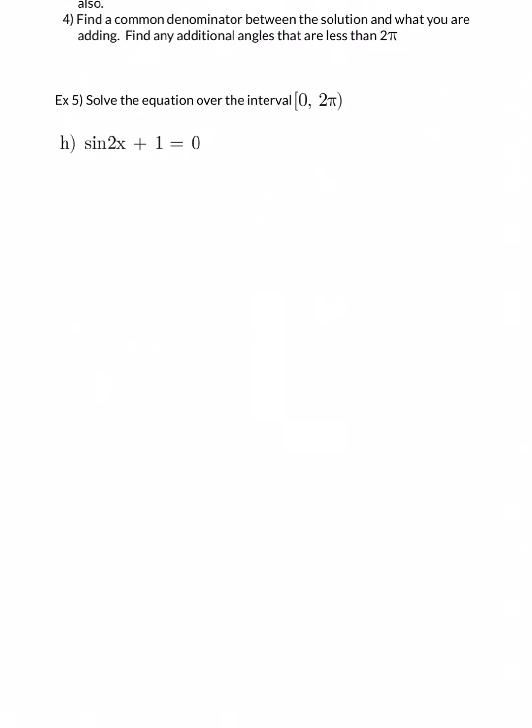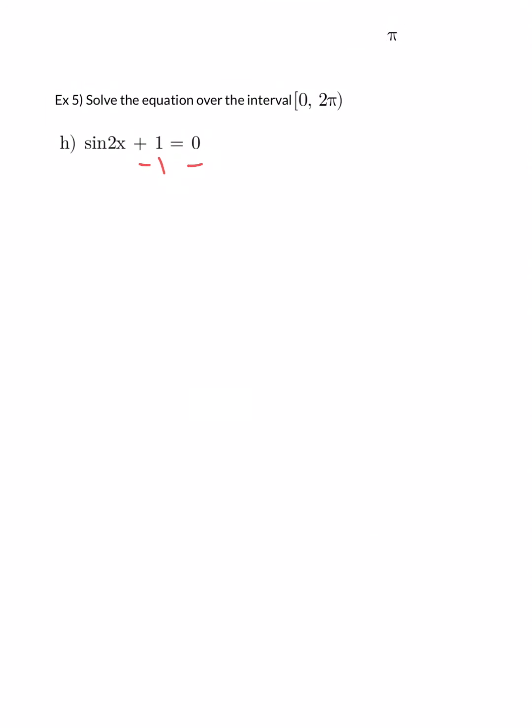Example H is a very basic one of these problems, just to show you the idea of what we are going to be doing. Just like we learned on the earlier problems, the first thing you want to do is get the function by itself. So we are going to subtract 1 on both sides and now have sine of 2x equals -1. At this point, we have function equals number. So this is where we go to the unit circle and think about what angle has a sine value of -1. That happens at 3 pi over 2.